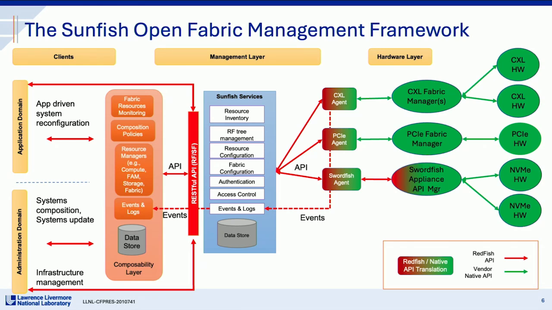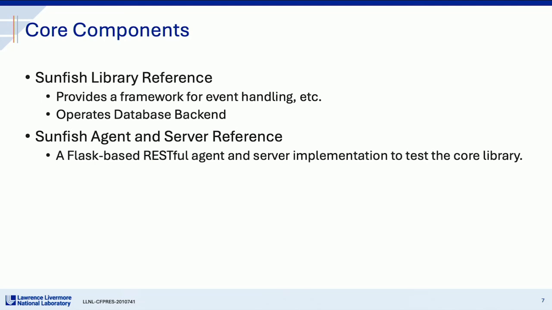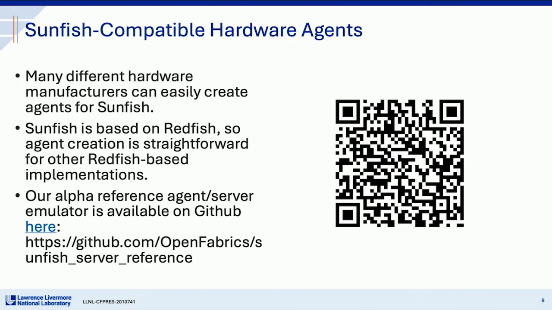The thing to consider as a solutions provider is that the end-to-end solution is probably out of scope for what you're trying to do. This is where openness is so critical. The core components of Sunfish are a library reference, which is available open and online, and a Sunfish agent and server reference, which are combined into the Sunfish server, providing a Flask-based RESTful agent and server implementation.